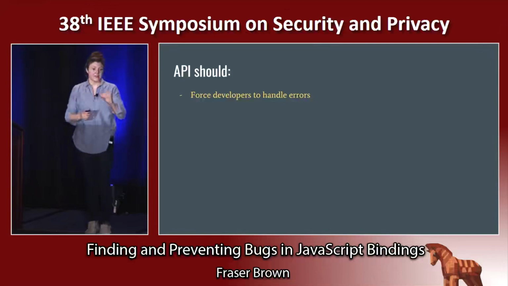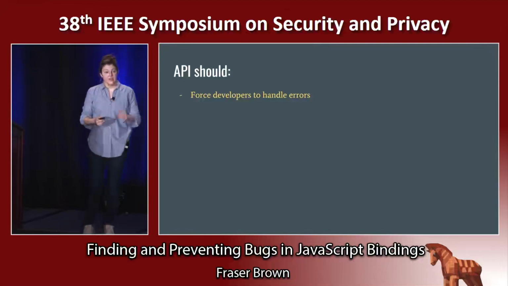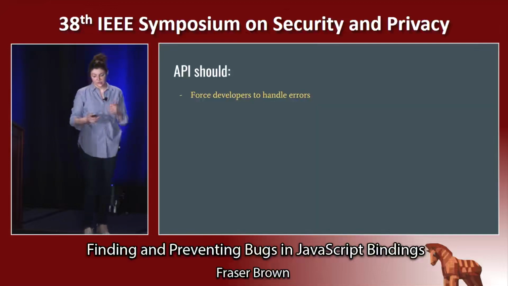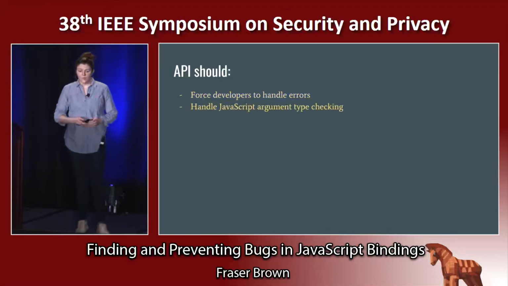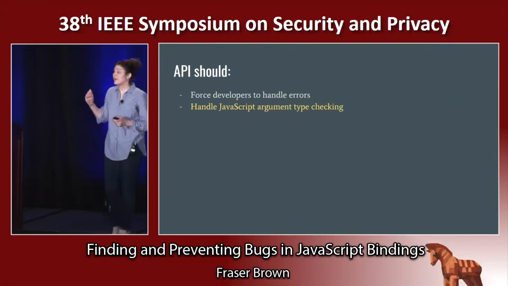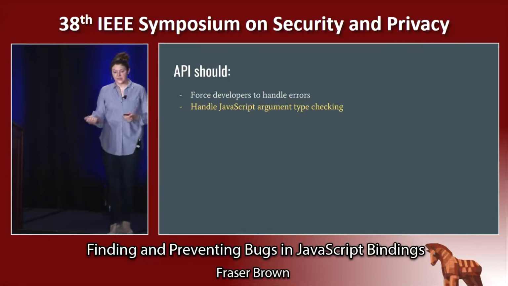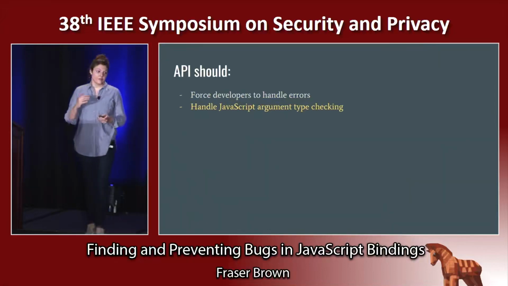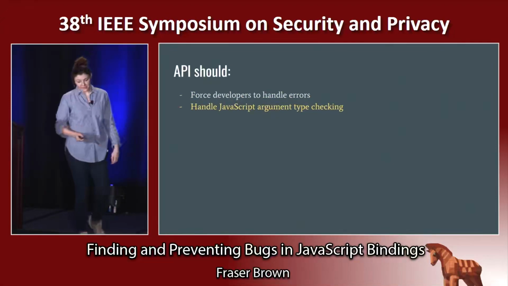So we won't have any JavaScript-related hard crashes. And that should preserve JavaScript's crash safety. We want the API to insert type checking for the developer so they don't have to explicitly type check in the binding code. And this should help preserve JavaScript's type safety.